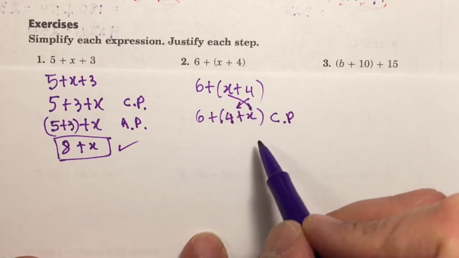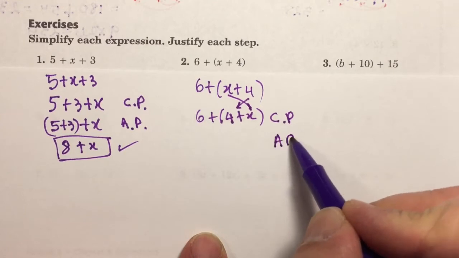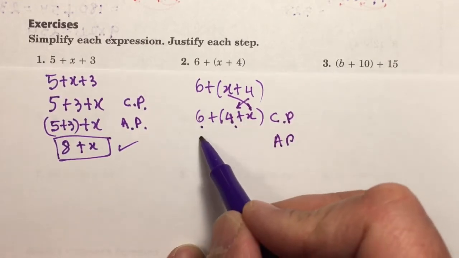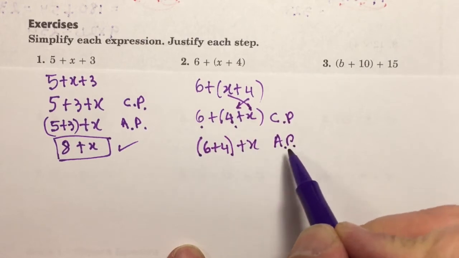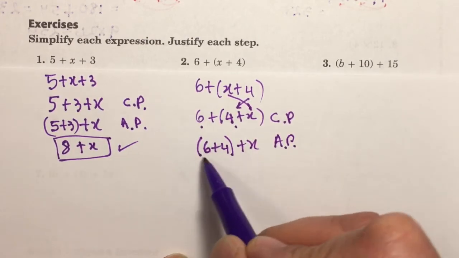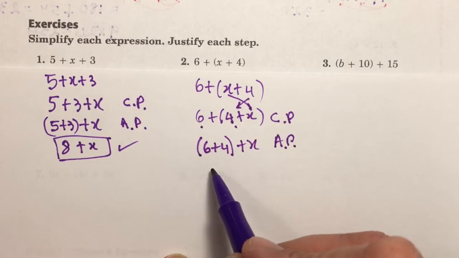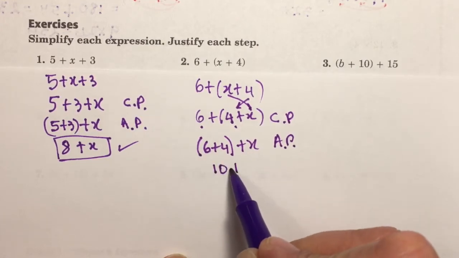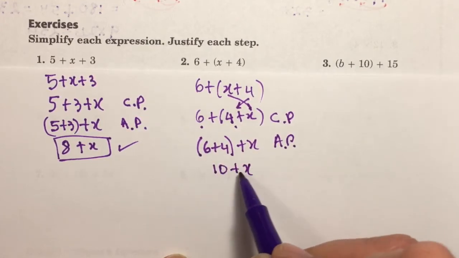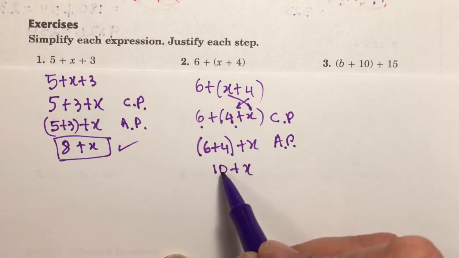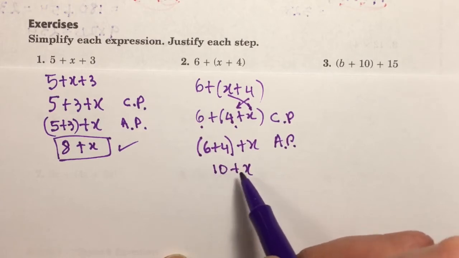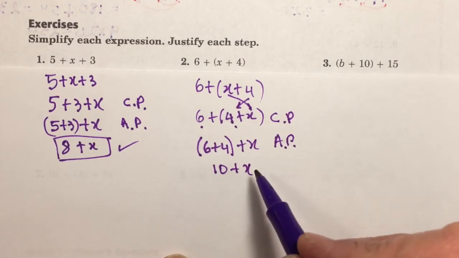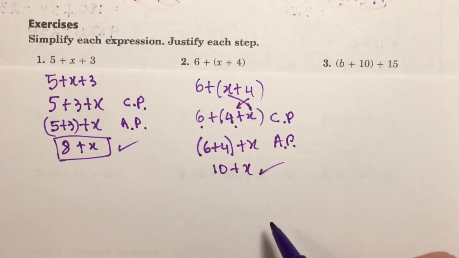Very good. Now I'm going to use the associative property. These two numbers, so I'm going to put them in the parenthesis. 6 plus 4 plus x. I associated these two. Now I know how to add them. 6 plus 4 is 10, plus x. The x I cannot add with this one. I cannot incorporate it to 10 because 10 is a number and x is a variable. And this is the answer for number 2.